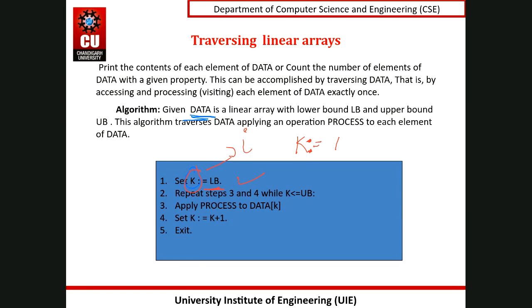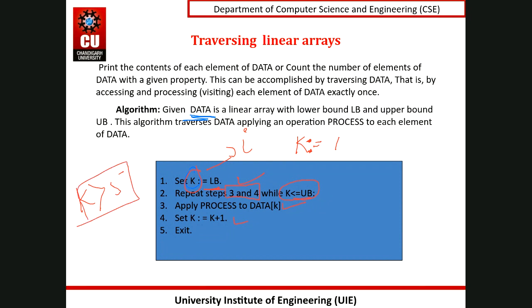Then you have to repeat step number 3 and 4 as we have seen. What is step number 3? You have to process the element. What is step number 4? You have to advance the index to the next position, okay? And you will keep on repeating that till your K is less than the lower bound, sorry, upper bound. Till your K does not become greater than 5, you have to keep on repeating.